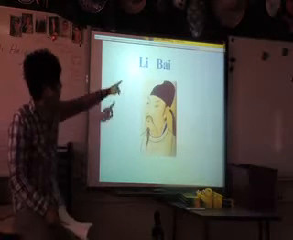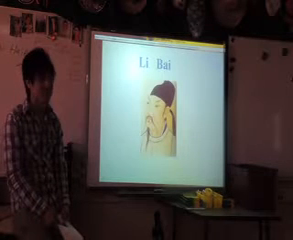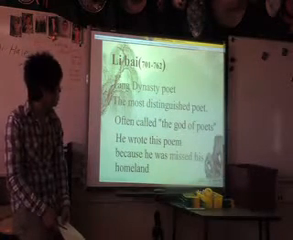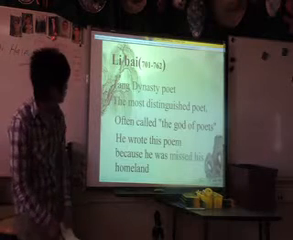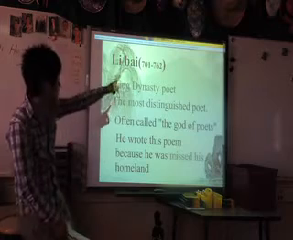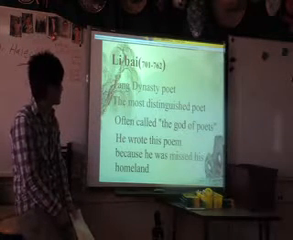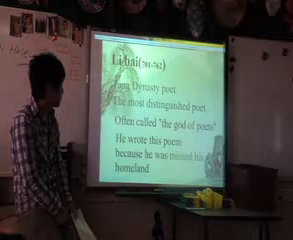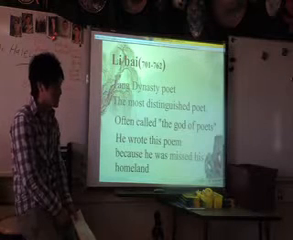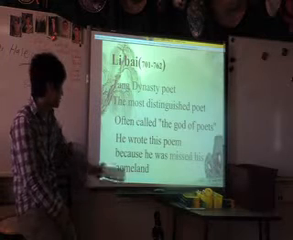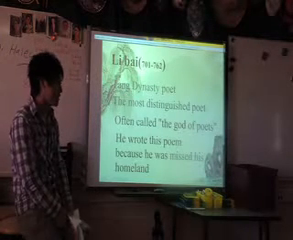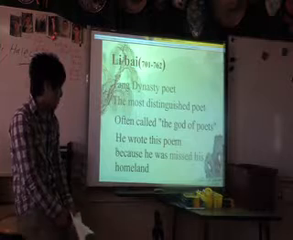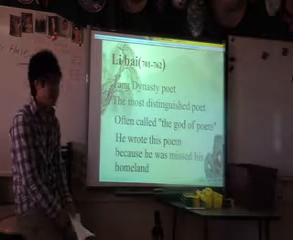The next one. His name is Li Bai. He was born in 701 and died in 762. He is a poet, and people called him the god of poets. He wrote this poem because he was missing his homeland. He was living outside his homeland, so he was missing his family, I guess.